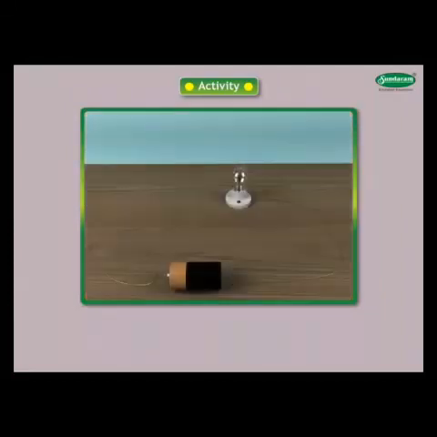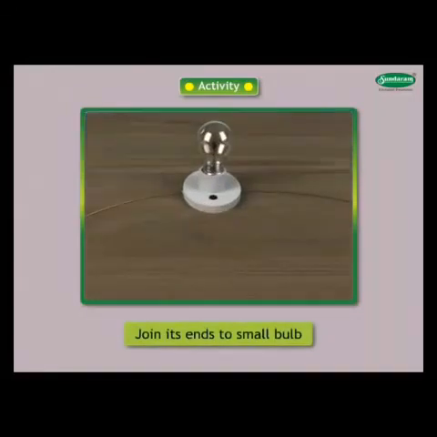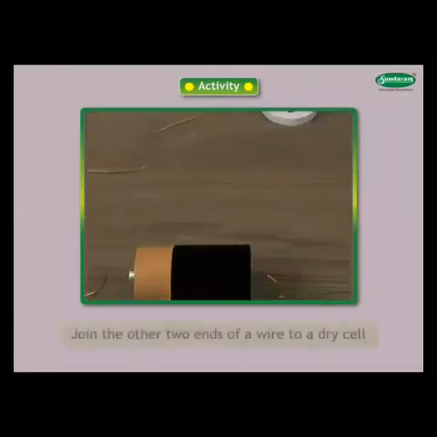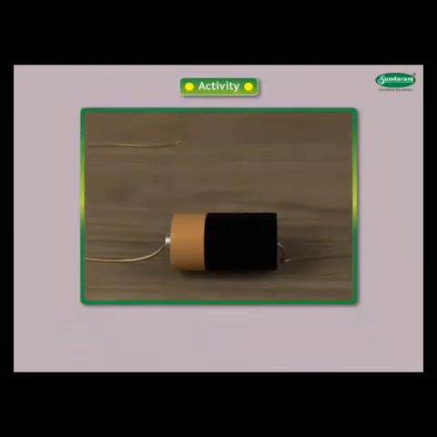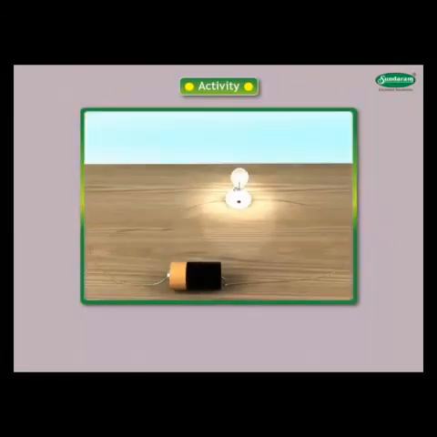A. Take two small copper wires, join its ends to a small bulb. Join the other two ends of a wire to a dry cell. Observe the bulb. The bulb glows as it draws power from the dry cell.